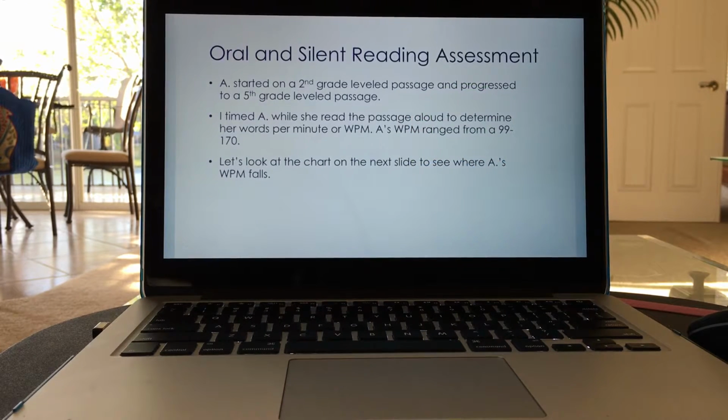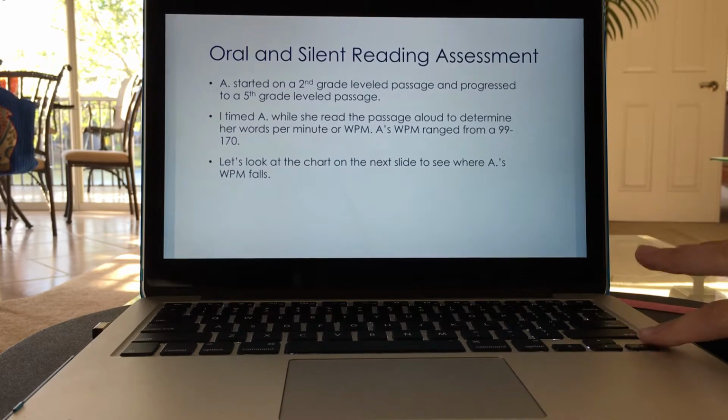Now we will look at the oral and silent reading assessment. When administering the oral and silent reading assessment, I started A on a second grade level passage, and she progressed to a fifth grade leveled passage. I timed A while she read the passage aloud to determine her words per minute, or WPM. Let's look at the chart on the next slide to see where A's WPM falls.